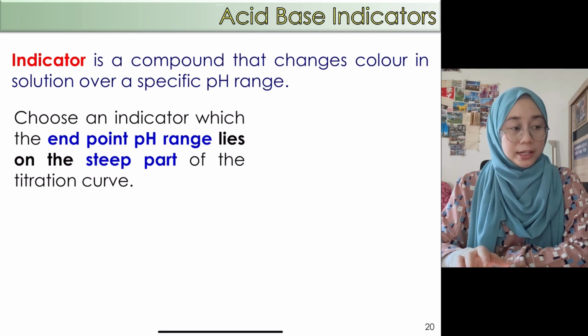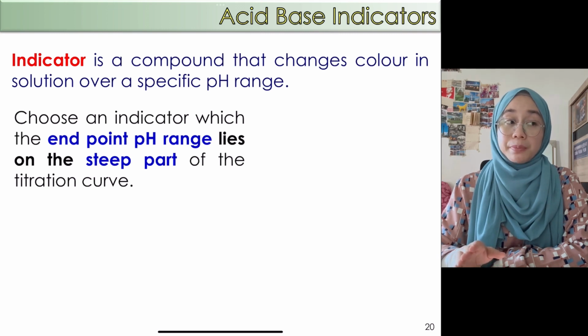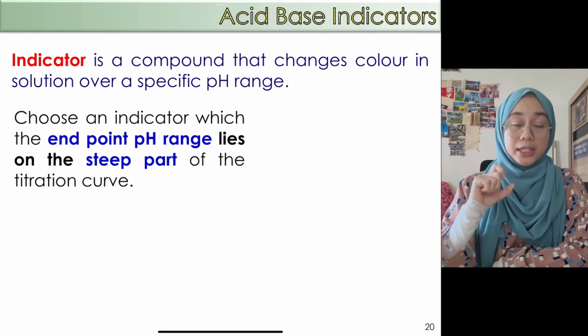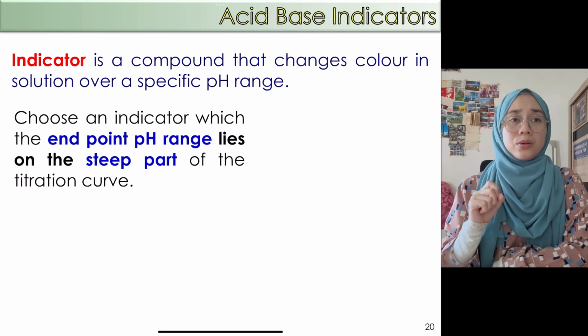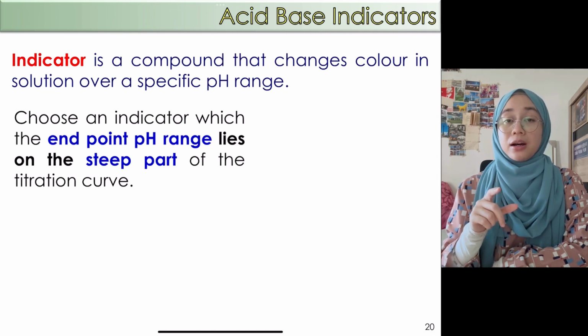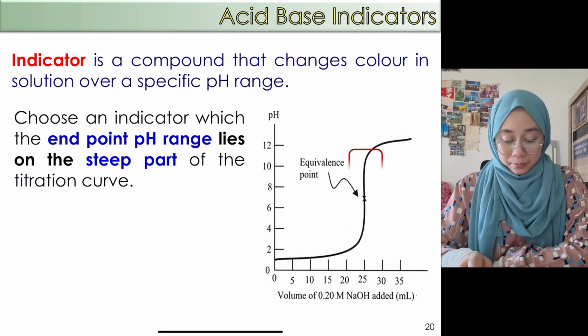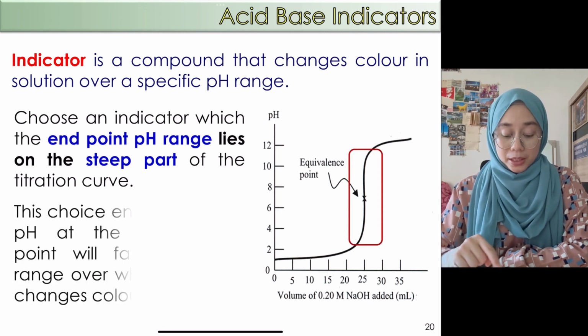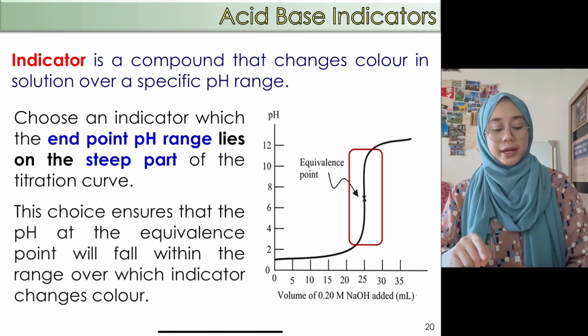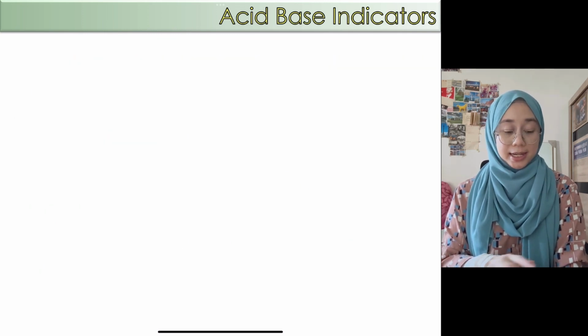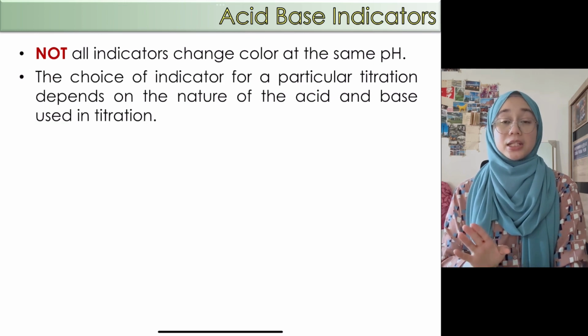Okay, so kalau antara strong acid dengan weak base, it should be between 3 to 7. The range should fall under those range, and then kalau kita nak guna untuk yang weak acid dengan strong base, kita kena cari indicator yang dia berubah warna dekat pH range between 7 to 11. Okay, so here is the steep part yang Miss maksudkan tu. So this choice ensures that the pH at the equivalence point will fall within the range over which the indicator changes color. Okay, so not all indicator change color at the same pH.